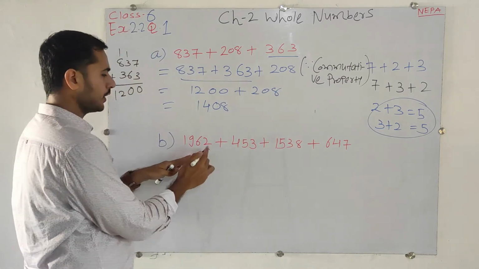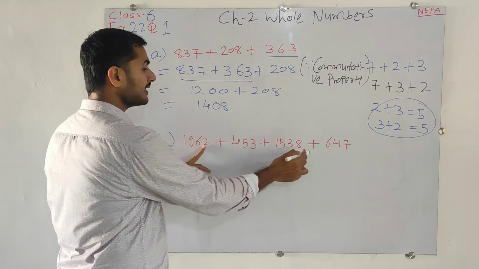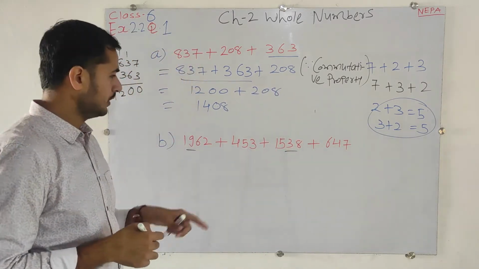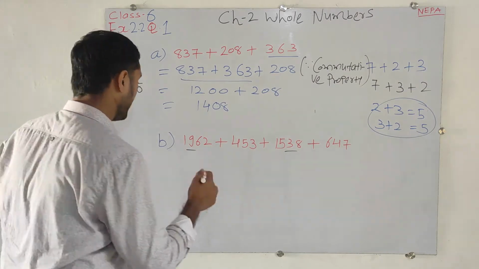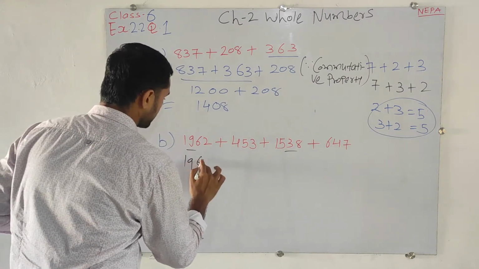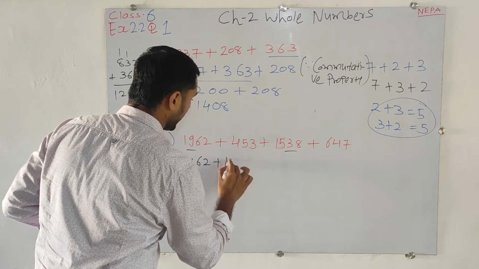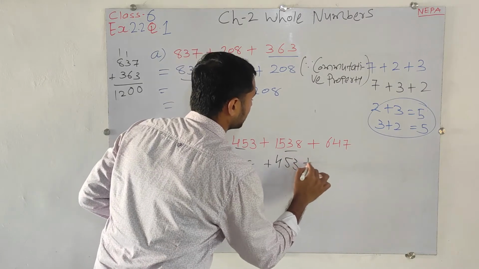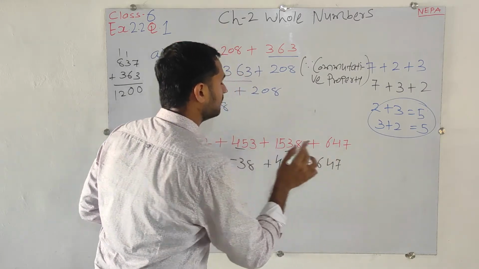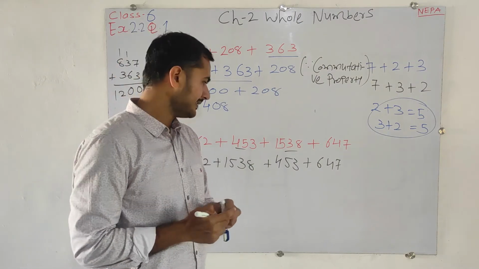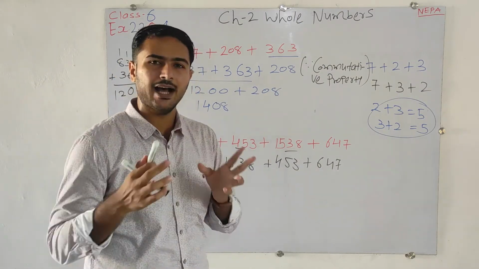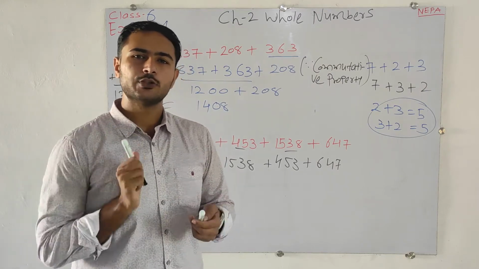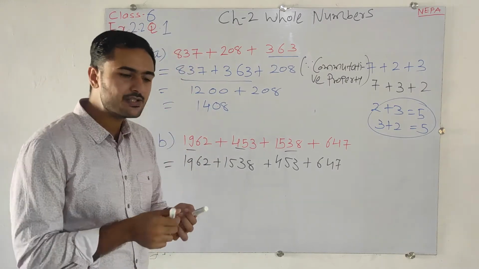Now let's check from the first. 2 plus 3, no. 2 plus 8, yes. So here is one pair, that is 1962 and 1538. So simply write 1962 plus 1538. Now the remaining numbers, 453 plus 647. But luckily here, see, 3 and 7, 10. So we have the two pairs. By that we will get 0 at the unit place. So that will be really very easy to do the addition.